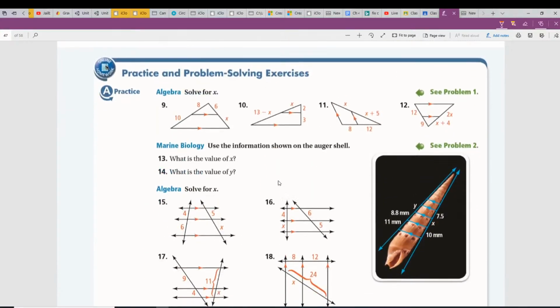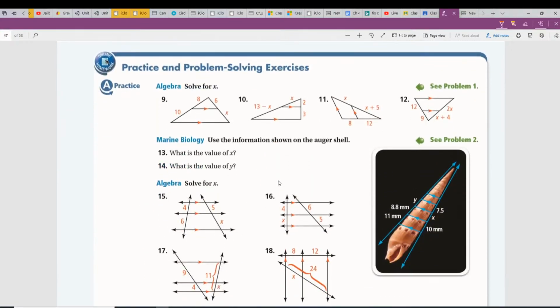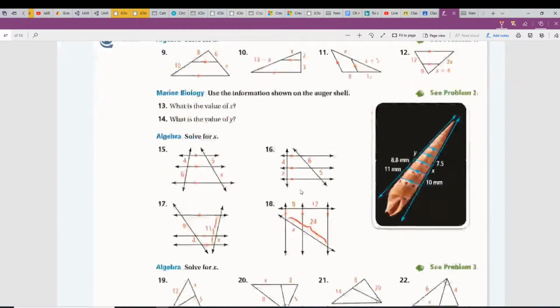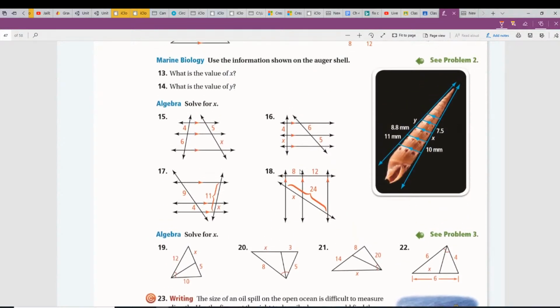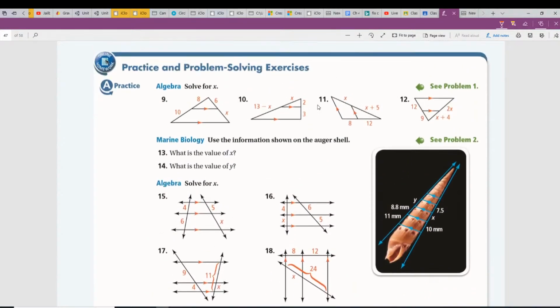Okay, so here we actually have a somewhat complicated system going on, and one of the questions I'll show you guys in a minute. Okay, so solve for x.